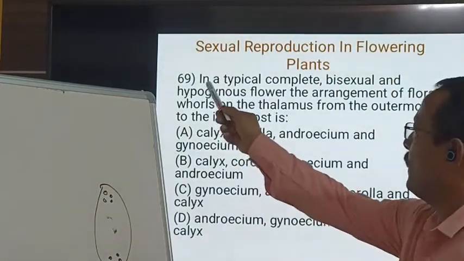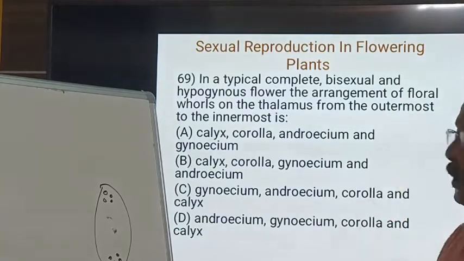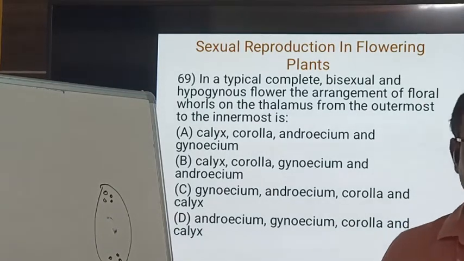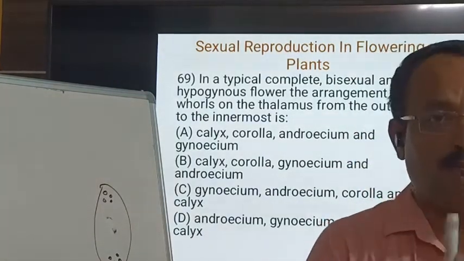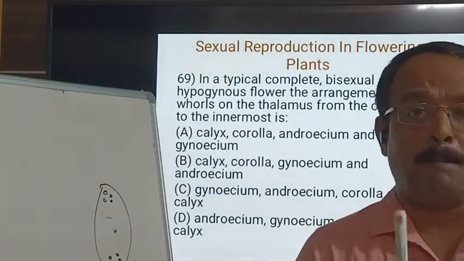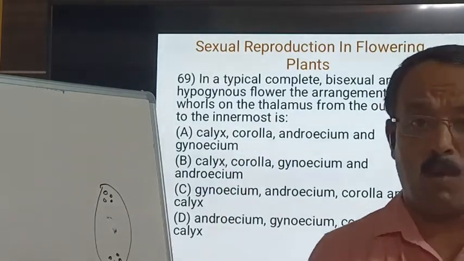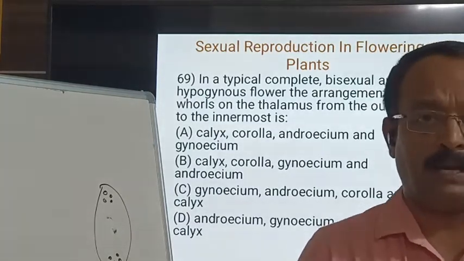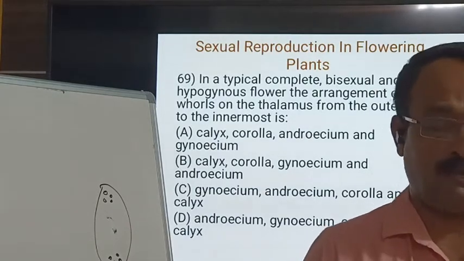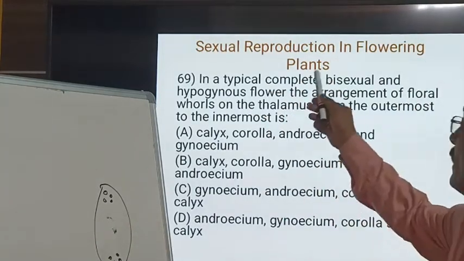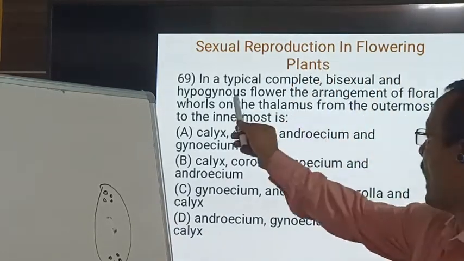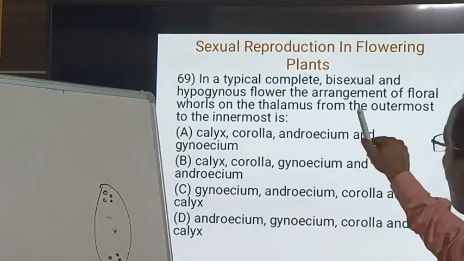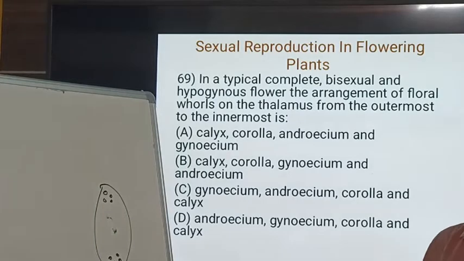So, the question is like this. In a typical complete bisexual and hypogynous flower, hope you remember, you already studied in first PUC, if all the floral parts arise from the base of the ovary, that is on the thalamus, the ovary is called superior and the flower is called a hypogynous flower. So, in a typical complete bisexual and hypogynous flower, the arrangement of floral whorls on the thalamus from outermost to innermost is? This is an easy question.